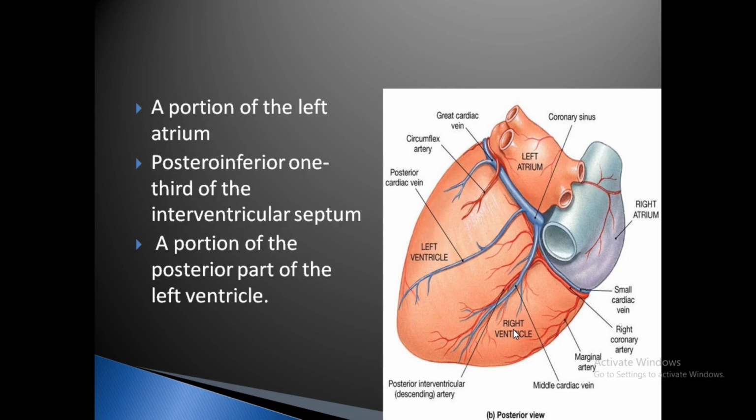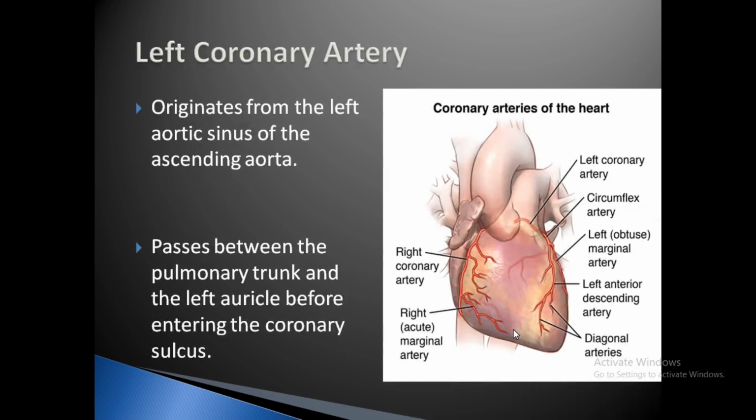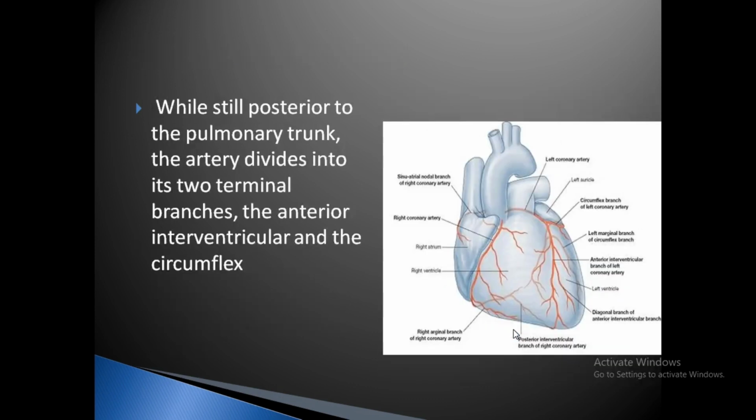Coming to the left coronary artery. The left coronary artery originates from the left aortic sinus of the ascending aorta. It passes between the pulmonary trunk and the left auricle before entering the coronary sulcus. Then, while still posterior to the pulmonary trunk, the artery divides into its two terminal branches, that is the anterior interventricular and the circumflex branch.